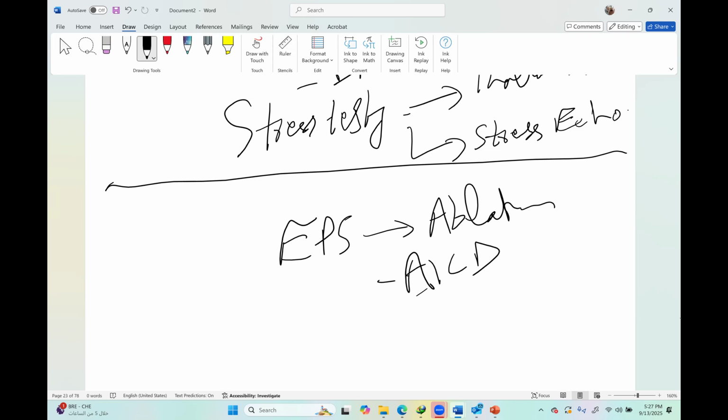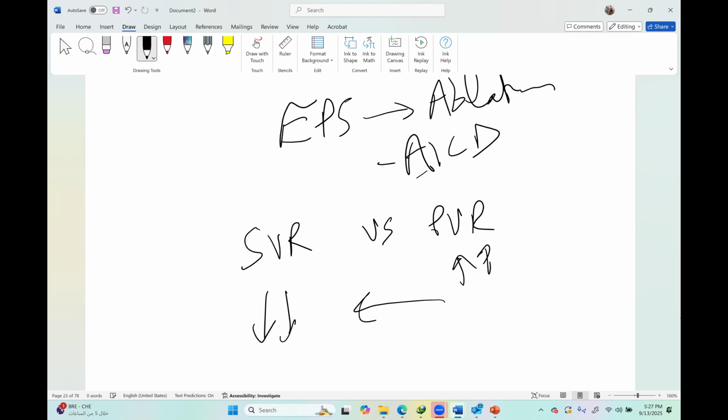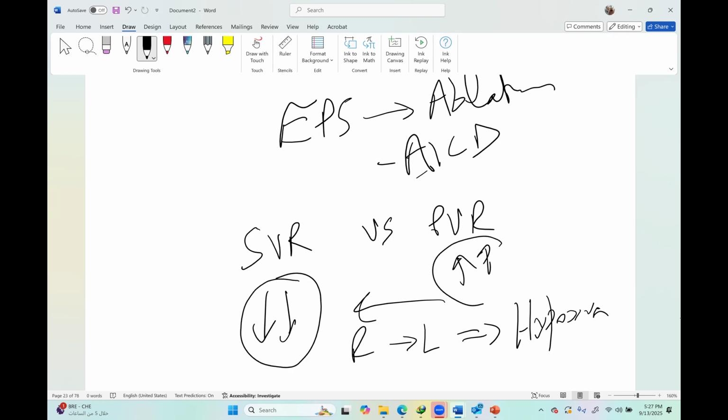Like cyanotic heart disease, usually either tetralogy of Fallot or Eisenmenger syndrome, the basic theory you should know is the balance between SVR and pulmonary vascular resistance. Okay. If there is a decrease in SVR and an increase in PVR, there will be a right to left shunt and there will be hypoxia. So you have to avoid the factors which will decrease the SVR or increase the PVR. Okay. So this is the basic principle.